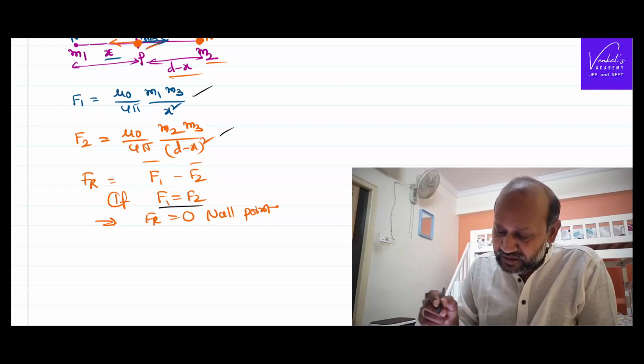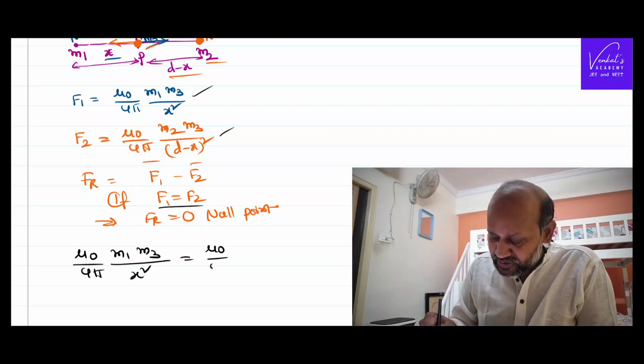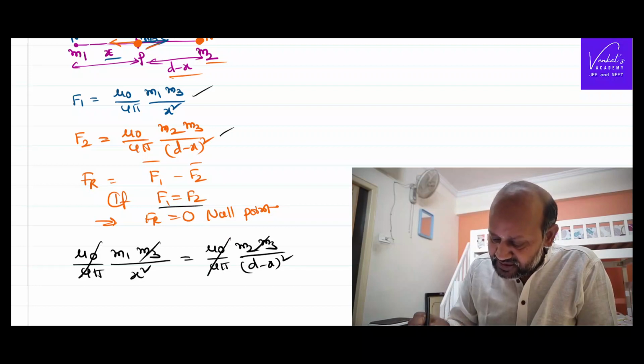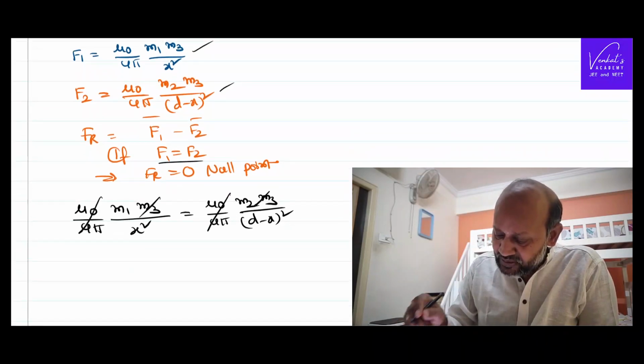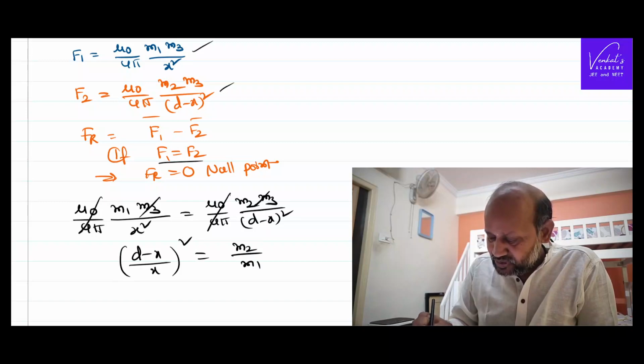I know M1, I know F1, I know F2. Let me just equate them. Mu naught by 4 pi, F1 is M1 M3 by x squared. F2 is mu naught by 4 pi, M2 M3, by the distance between them, d minus x, whole square. So mu naught by 4 pi can be cancelled, M3 can be cancelled. What will be remaining, after getting the d minus x to this side, is d minus x by x, whole square, equals M2 by M1.